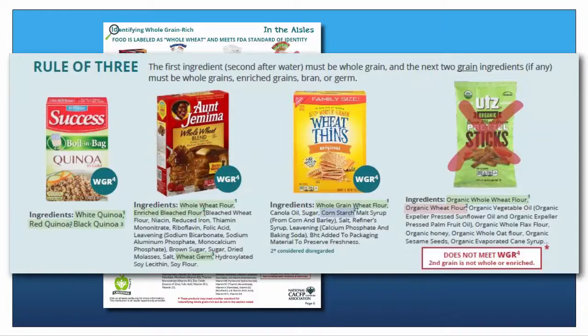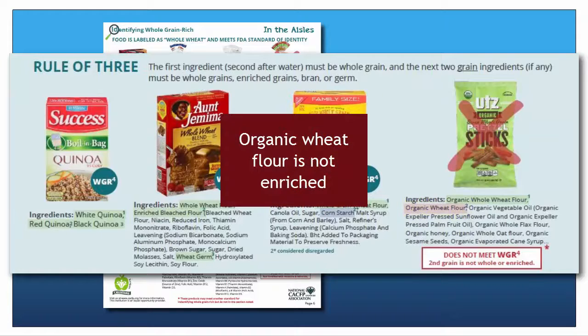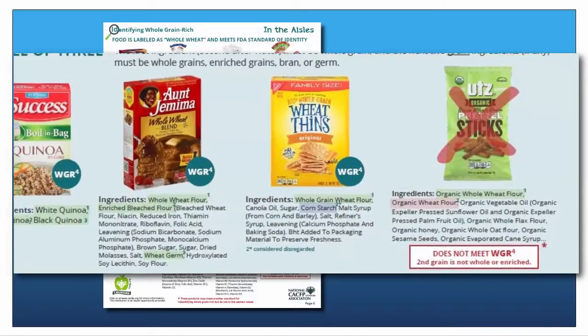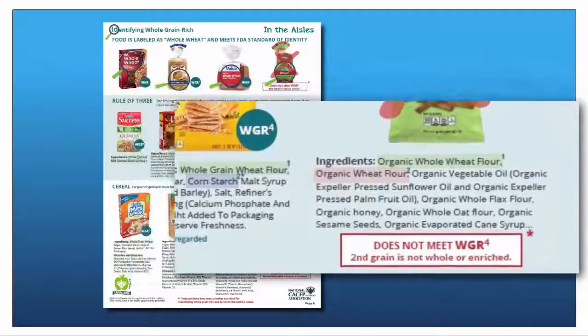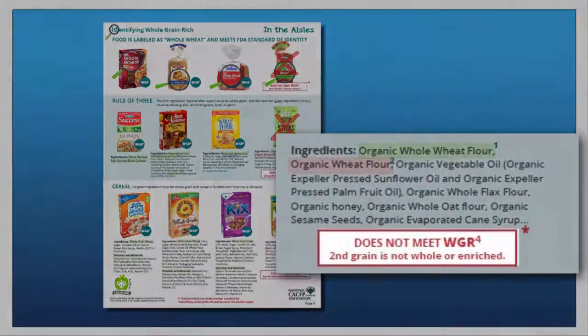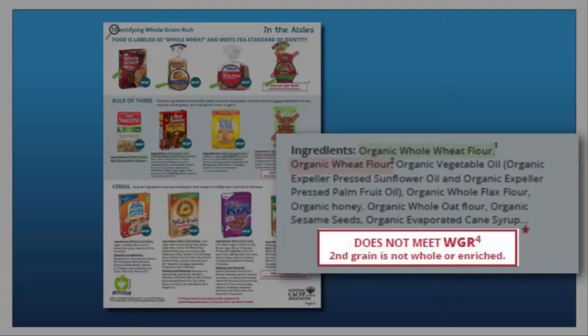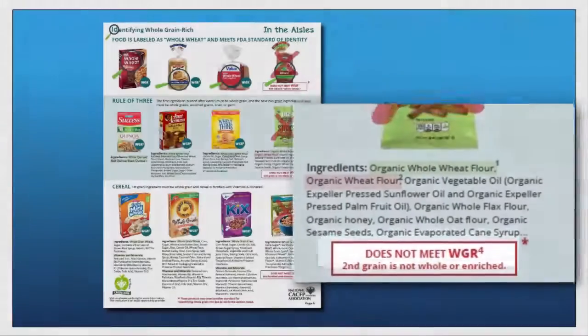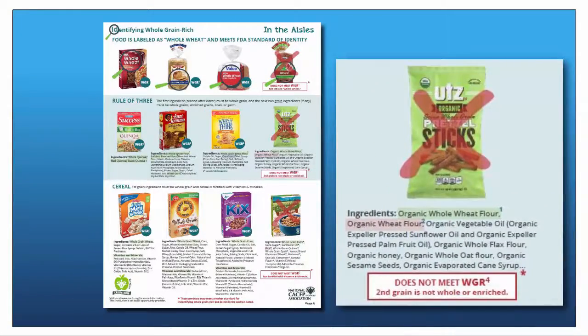The last product lists organic whole wheat flour, a whole grain, as the first ingredient. Organic wheat flour is the second ingredient. Organic wheat flour is not enriched, and is therefore not creditable. There are no other grain ingredients in the product. Since the second grain ingredient is not creditable, the item does not meet the rule of 3 and the food is not considered to be whole grain rich.